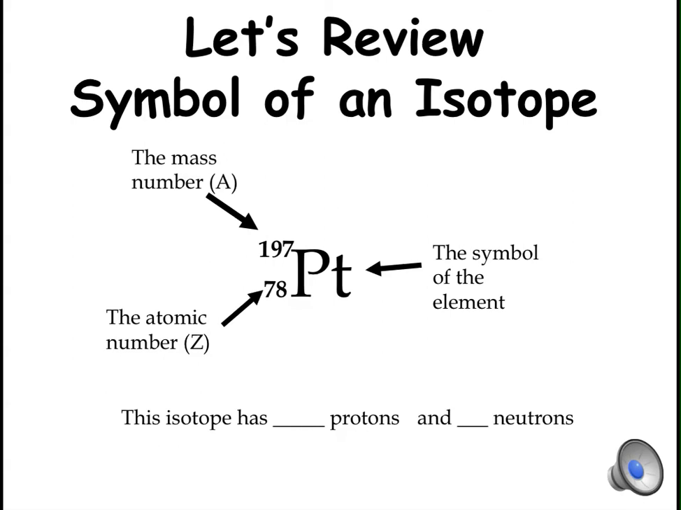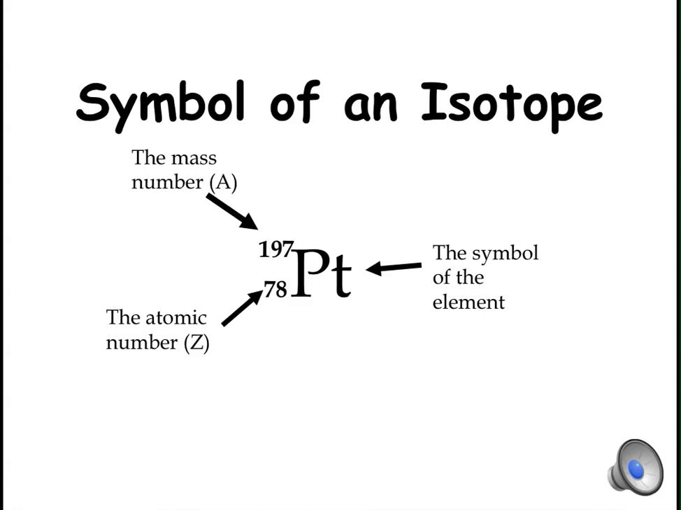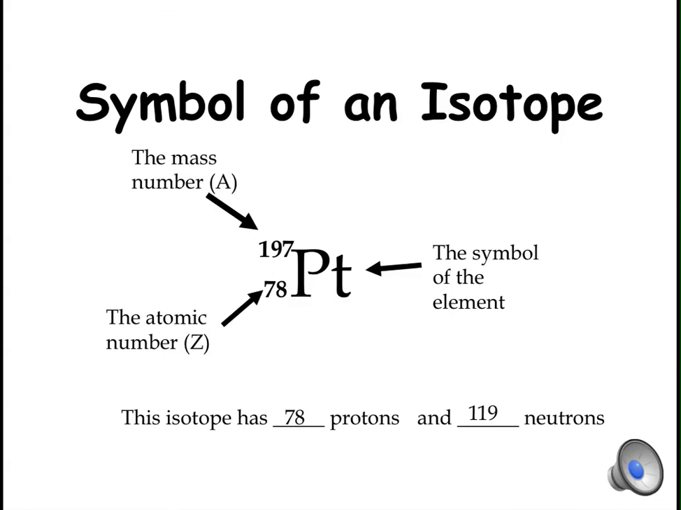What we need to look at is the protons and neutrons, because after all we're talking about isotopes and it's dealing with protons and neutrons. This isotope has 78 protons directly from the atomic number, and to determine the neutrons we will subtract 78 from the 197. So 197 minus 78 gives you 119 for neutrons.